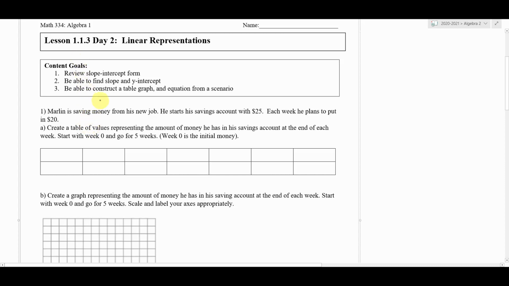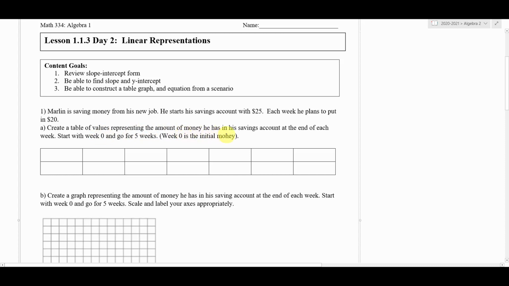All right, so we'll kind of get started here. Looking at this situation, we have Marlon who is saving money from his new job. He starts his savings account with $25, and each week he plans to put in $20. Okay, so we want to start off by creating a table to represent this situation. So we want to represent the amount of money he has in his savings account at the end of each week. And it specifically says that we want to start with week 0 and go for 5 weeks, right?